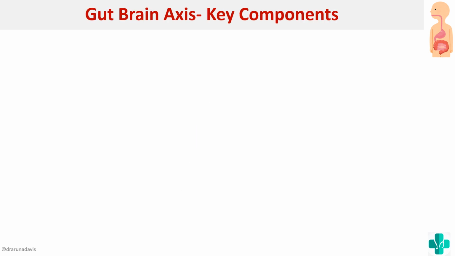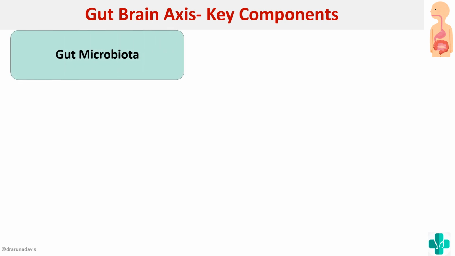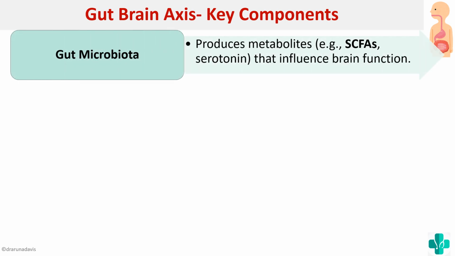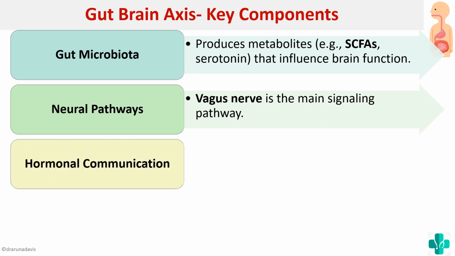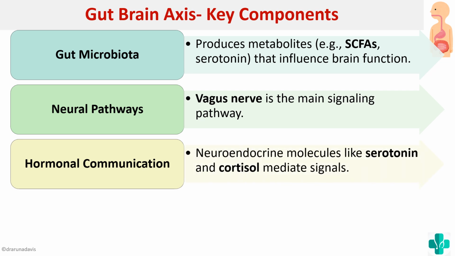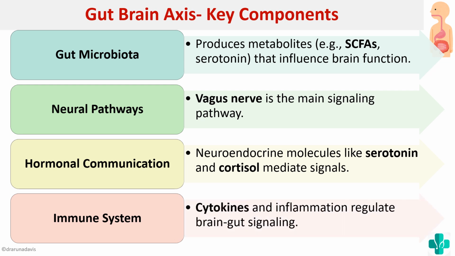So the key components of the gut-brain axis are the gut microbiota, which produce metabolites like short-chain fatty acids and serotonin that influence the brain function. We've got neural pathways that connect the gut and the brain, especially the vagus nerve, which is the main signaling pathway. We've got hormonal communication between the two also, like neuroendocrine molecules like serotonin and cortisol. And the immune system also has a role to play in this gut brain axis, especially cytokines and inflammation. So this concept will be better understood with the help of a diagram.